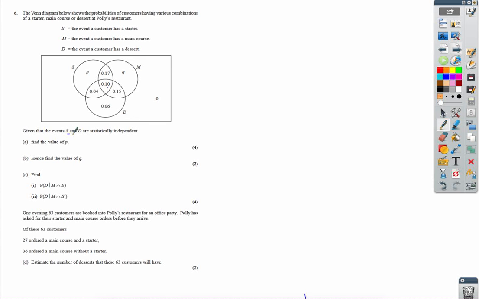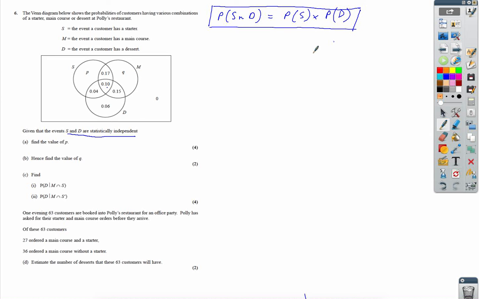Okay. S and D are statistically independent, so the relationship between you having a starter and a dessert are apparently independent, which means they don't affect each other. Probably not true in real life, but we need to remember that if S and D are independent, the thing we wrote down is: if two events are independent, the probability of S and D happening together is equal to the probability of S times D. We should have written this down and implanted it in our brain. So we know that's true for the rest of this question.